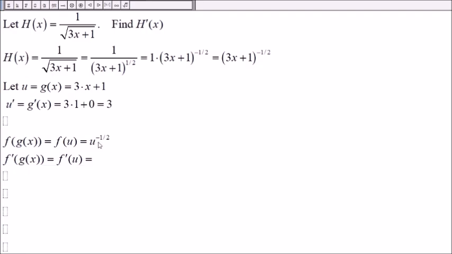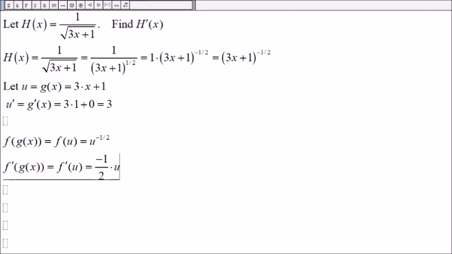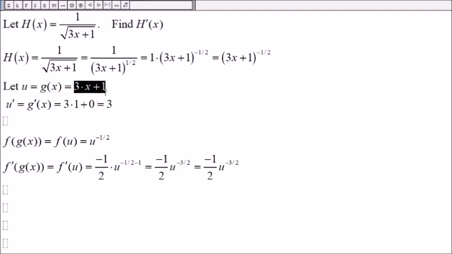So f of u is u to the negative 1 half, then the derivative would be negative 1 half times u to the negative 1 half minus 1. And that's using the power rule for derivatives. So this would be negative 1 half times u to the negative 3 halves. And in the place of u, u is 3x plus 1.